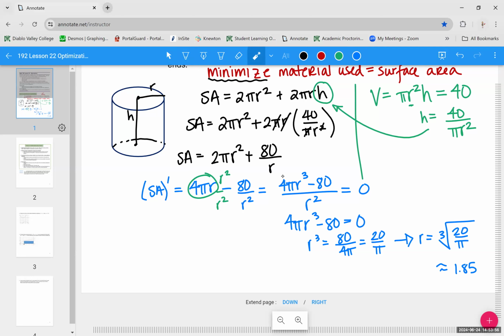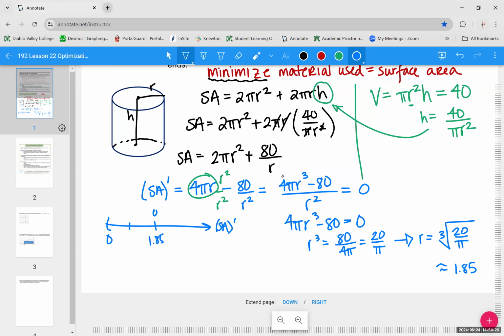Of course, it would be undefined at r equals 0. But it doesn't make a whole lot of sense for us to be talking about a can with a radius of 0. So we will just look at the r equals 1.85 as a critical number. And then if I was going to just do a quick sign chart, I'm going to cap that sign chart at 0 because obviously the radius isn't going to be less than that.